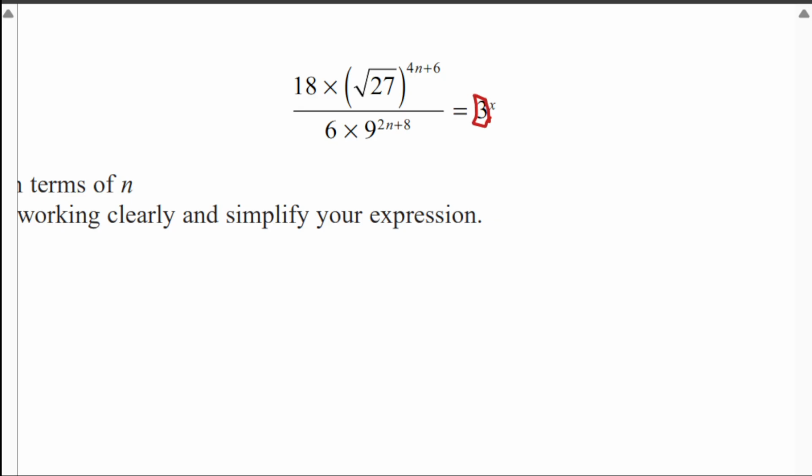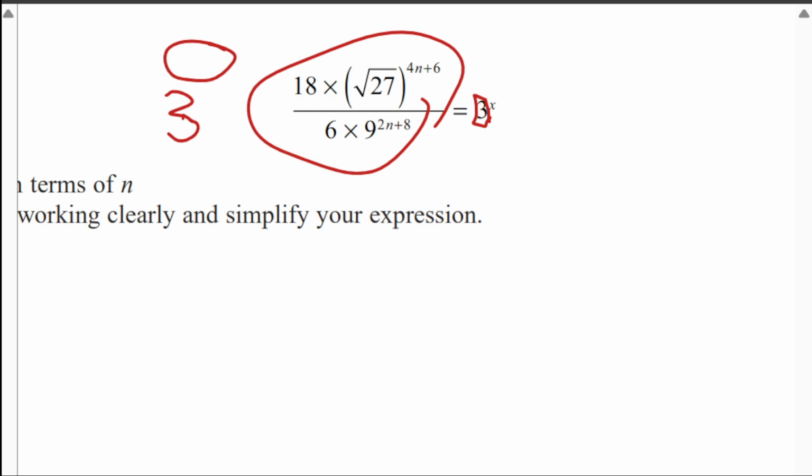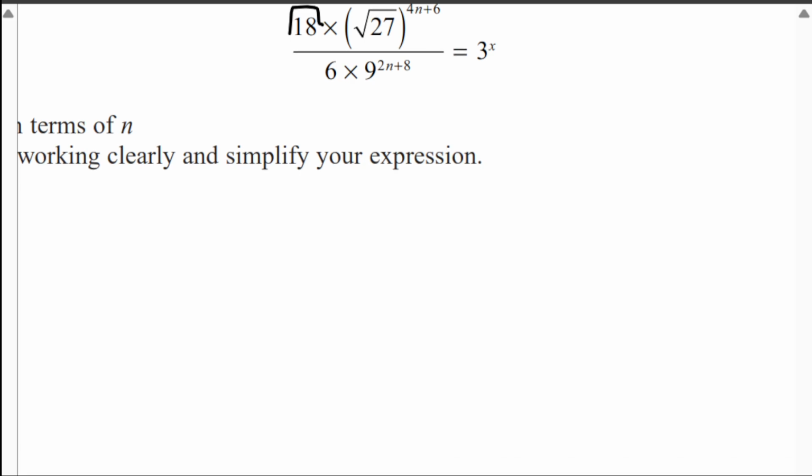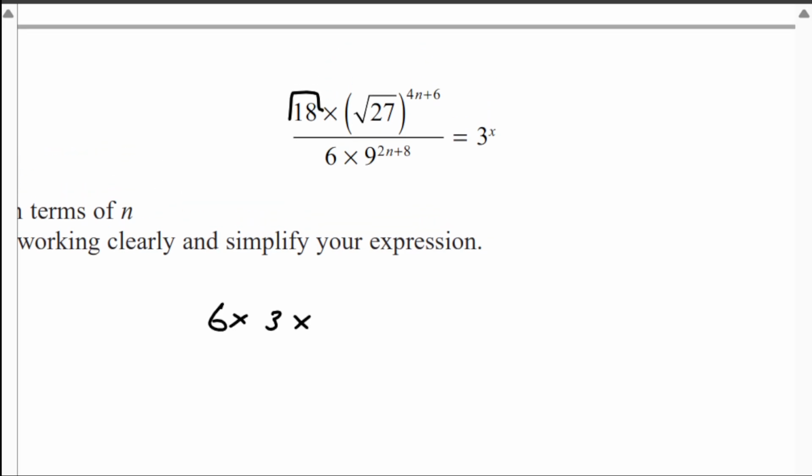This is 3. That means we need all this to be 3 to the power of something. This is what we are looking for. So how will we do that? We do that by 18 is 6 times 3, isn't it? So 6 times 3 times, let's just make a space. 6 times 3 times 27 is 3 to the power of 3.